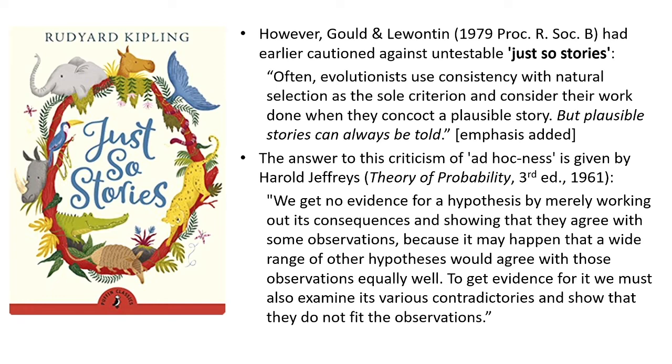And I refer a lot to Jeffreys, who was a geophysicist, and his theory of probability. Another long quotation, but a really beautiful text, I think. He says, we get no evidence for a hypothesis by merely working out its consequences and showing they agree with some observations, because it may happen that a wide range of other hypotheses would agree with those observations equally well. To get evidence for it, we must also examine its various contradictories and show they do not fit the observations, which you might call the Sherlock Holmes principle.